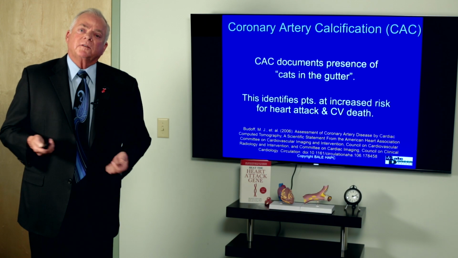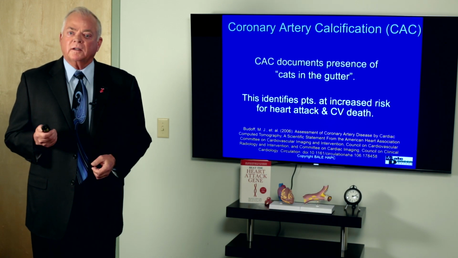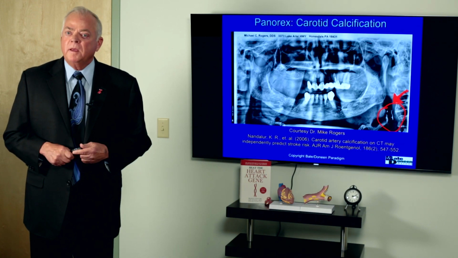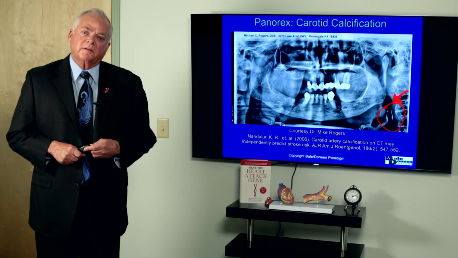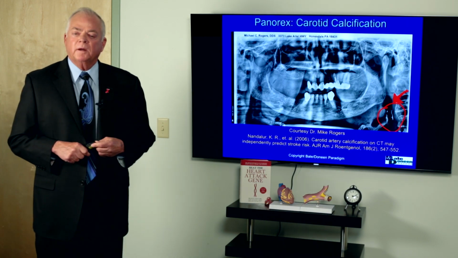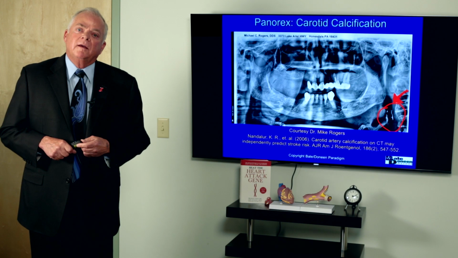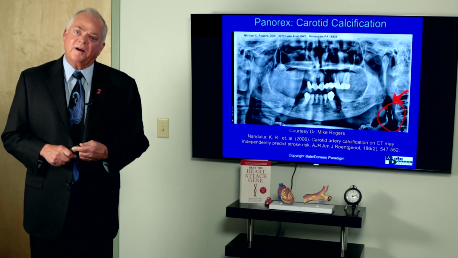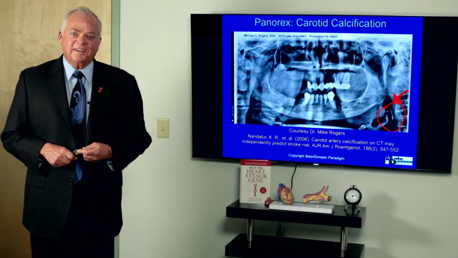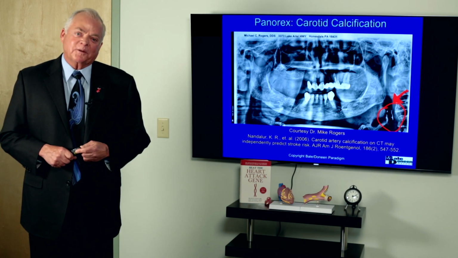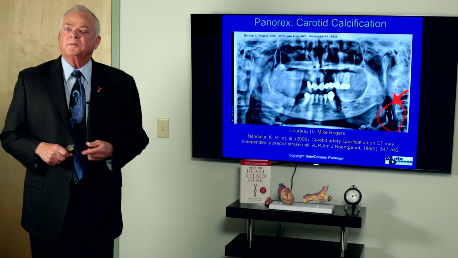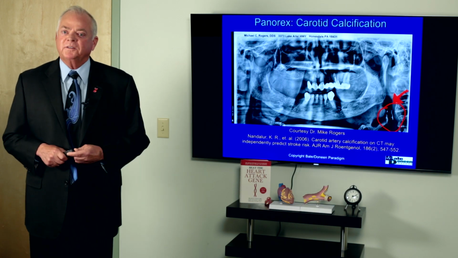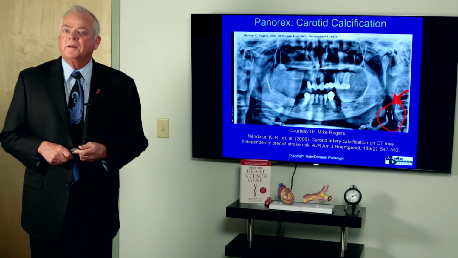And we have lots of other images that can show that. One example, this was given to us by one of our dental colleagues, a panoramic view of the teeth. You can clearly see calcification in the carotid artery. This patient has cats in the gutter in the carotid artery. They are at risk for a stroke, and there are publications, of course, that back that up.